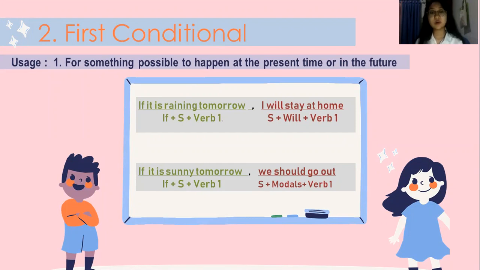So the structure for first conditional is if plus subject plus verb 1 for the if clause, the green one, and for the result clause is the red one. The structure is subject plus will plus verb 1. For the result clause, the will can be replaced with any kinds of modals: should, would, may, might, etc. So you can change it into modals too. You don't always have to use will.